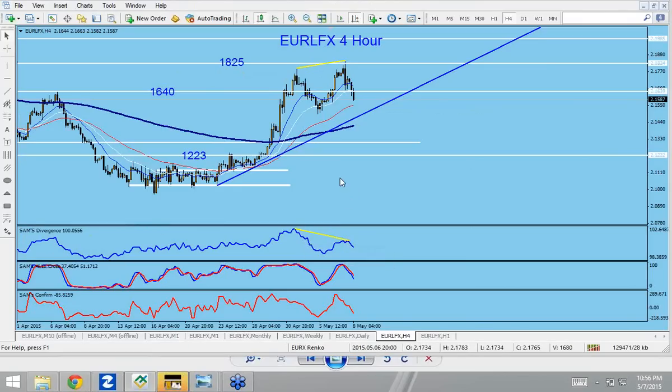So that was the idea that, okay, this is on a higher time frame, the euro index was retracing, and the divergence at a big level is very important. 1825 is a very huge level in our euro index, and it had to react, which it did. You see it start dropping.